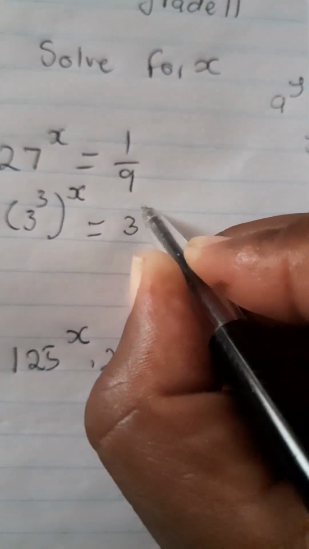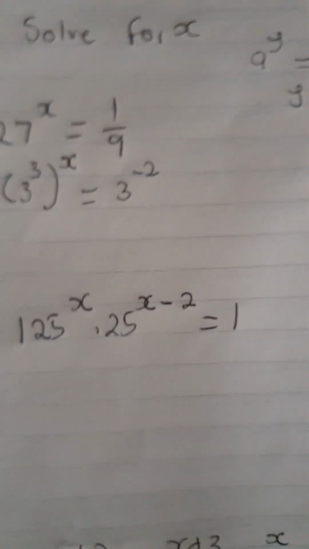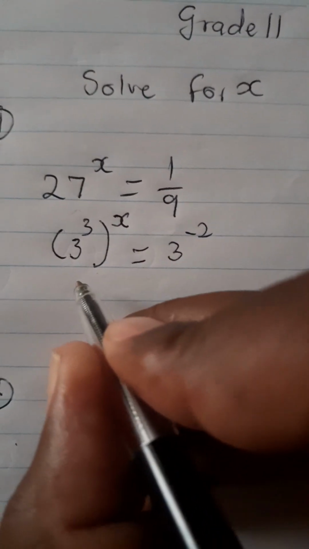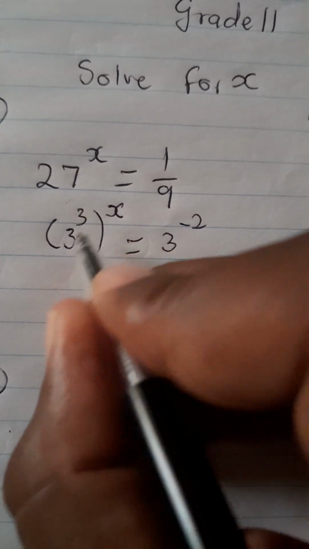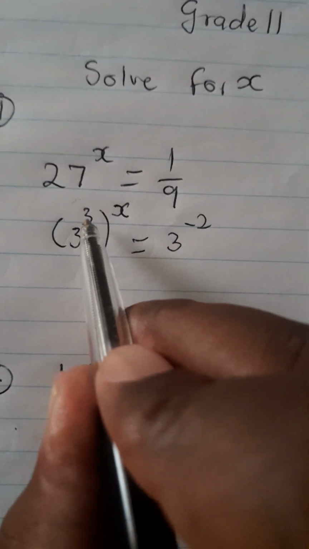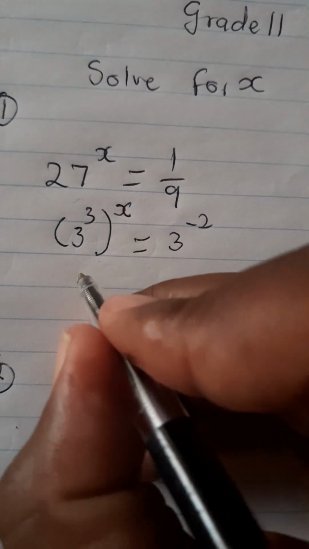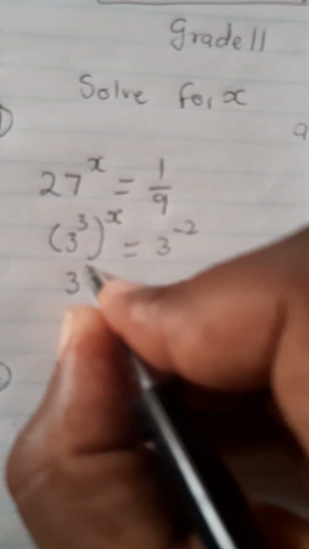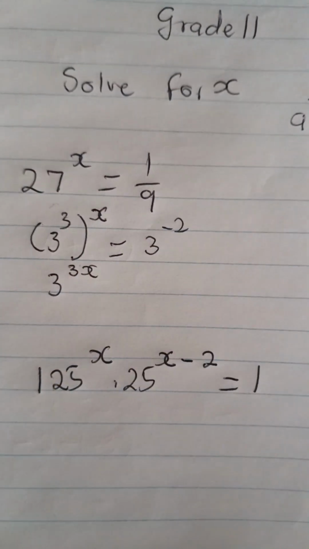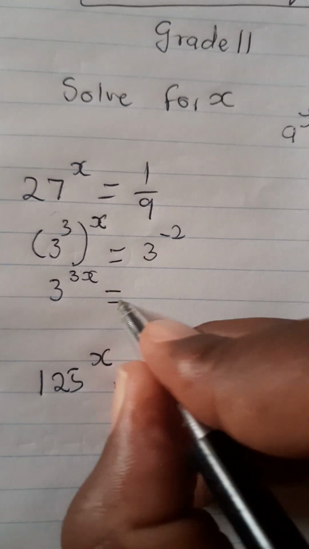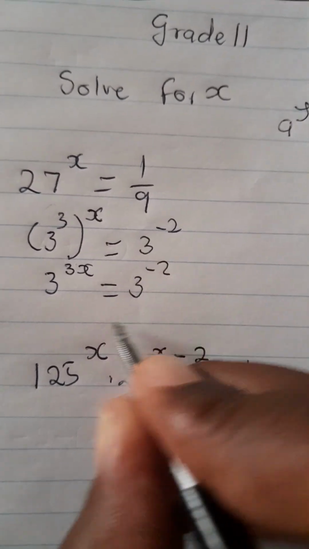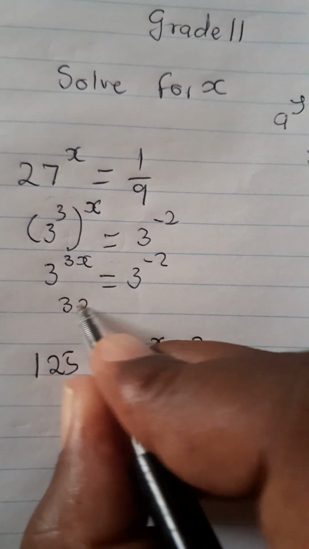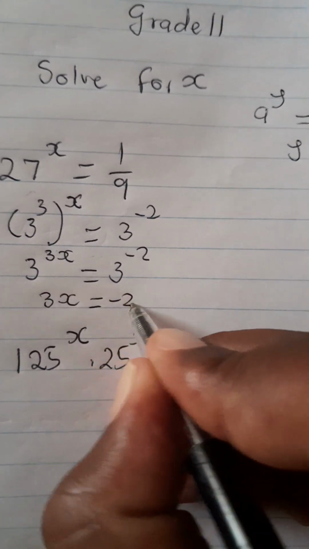So we are going to do the same thing. Now what are we going to do from here? Remember, these are the laws of exponents. 3 to the power of 3, all to the power of x, gives 3 to the power of 3x, and on the other side we have 3 to the power of negative 2. When the bases are the same, we drop the exponent. We have 3x equals negative 2.